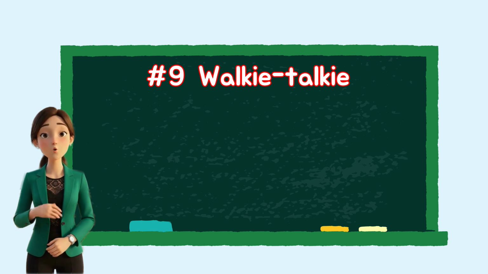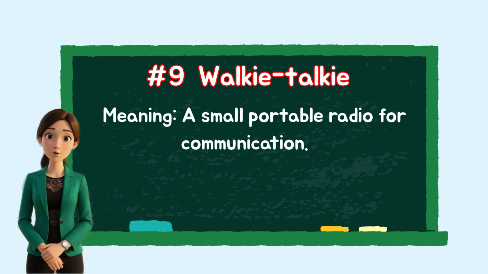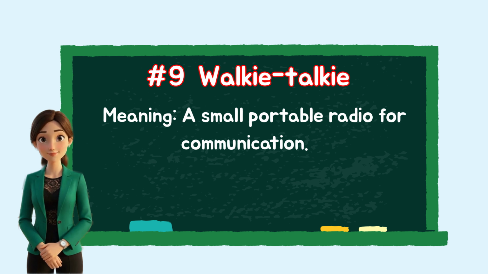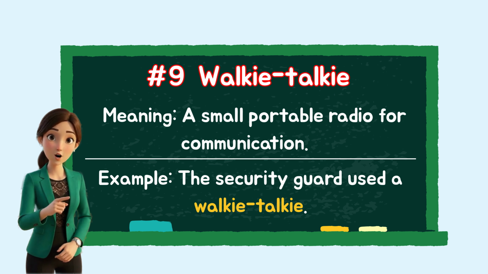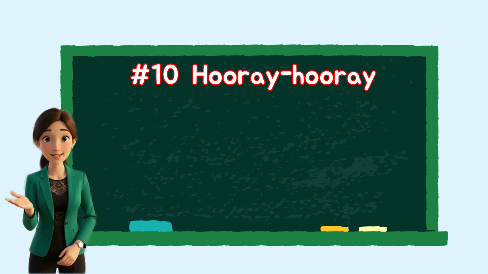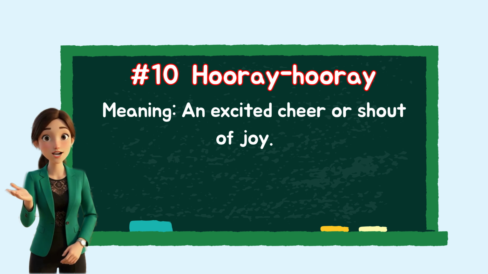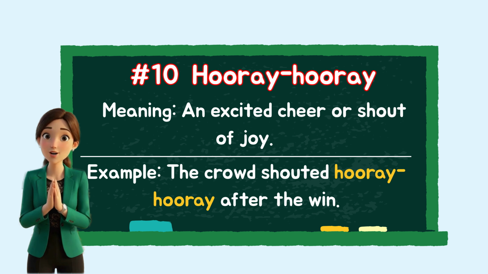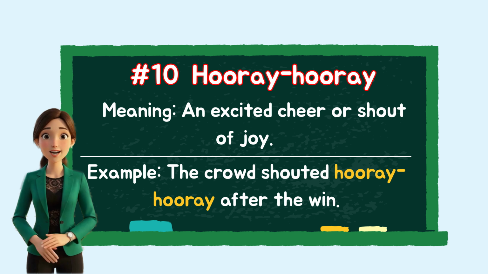Number 9, walkie-talkie. It means a small portable radio for communication. Example, the security guard used a walkie-talkie. Number 10, hooray-hooray. It means an excited cheer or shout of joy. Example, the crowd shouted hooray-hooray after the win.